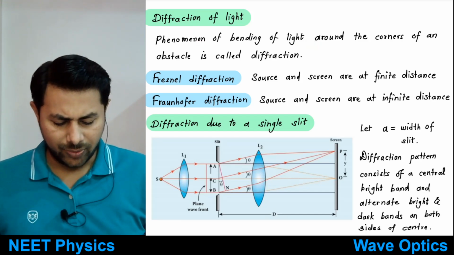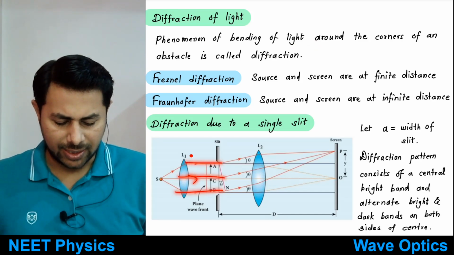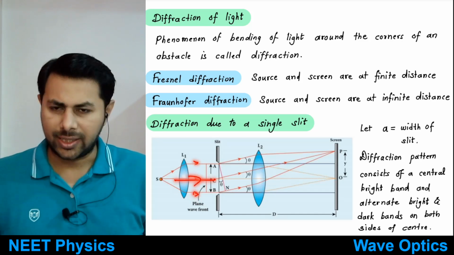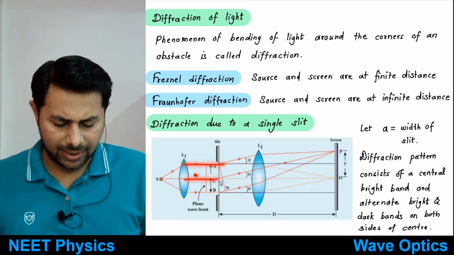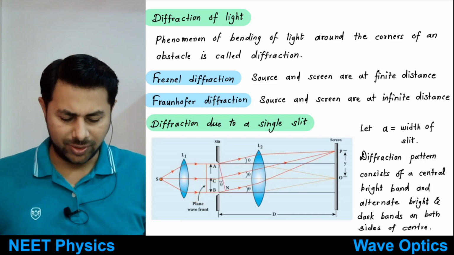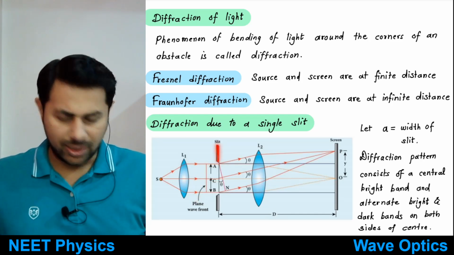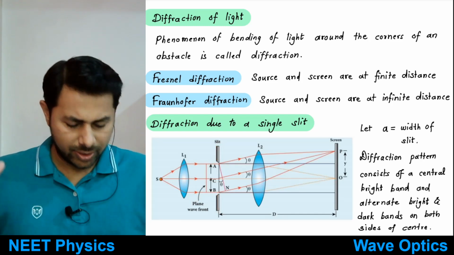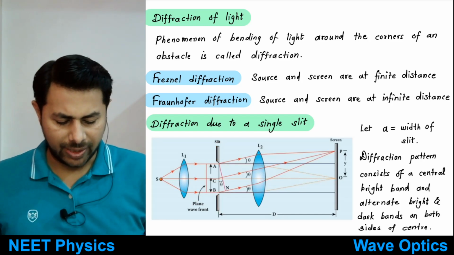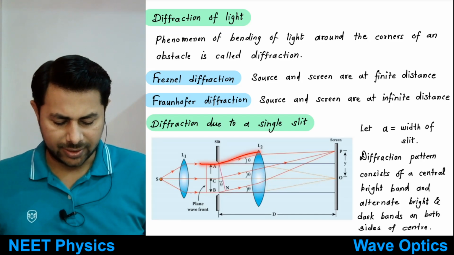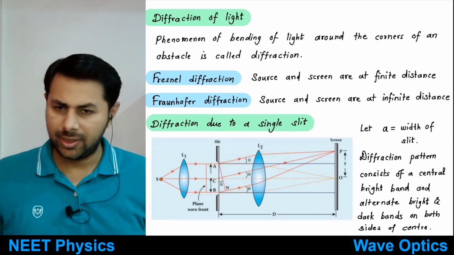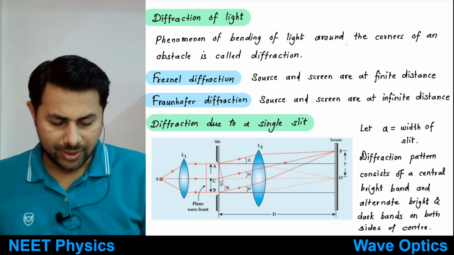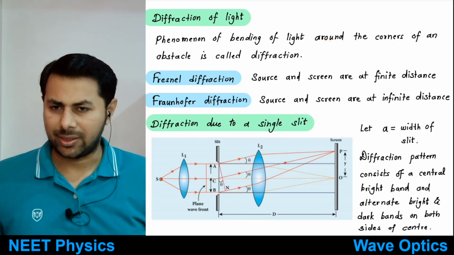Okay, so for an example, suppose this is a light which travels in this direction. These are light rays, or you can say light waves. They are traveling towards the right, and suppose some obstacle comes, then what will happen? The light will bend like this along the corners of the obstacle in different directions. Okay, bending of light around the corners of an obstacle.